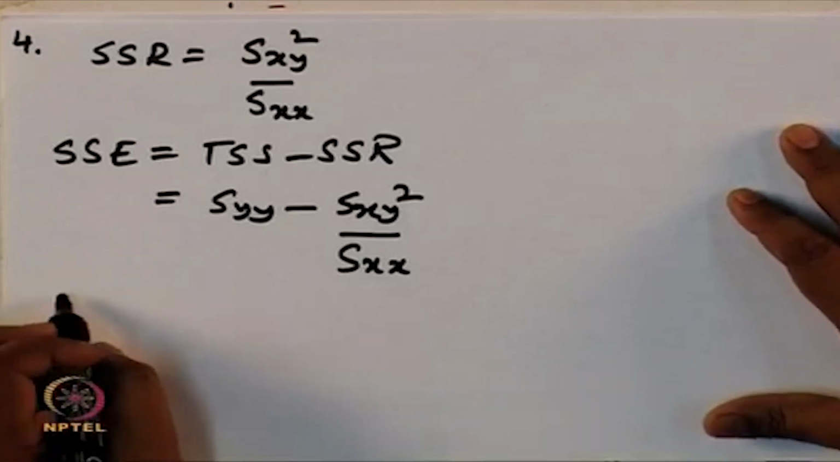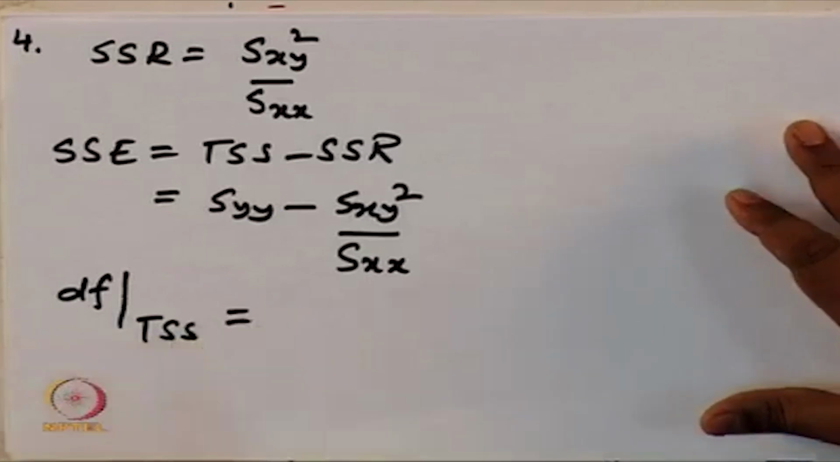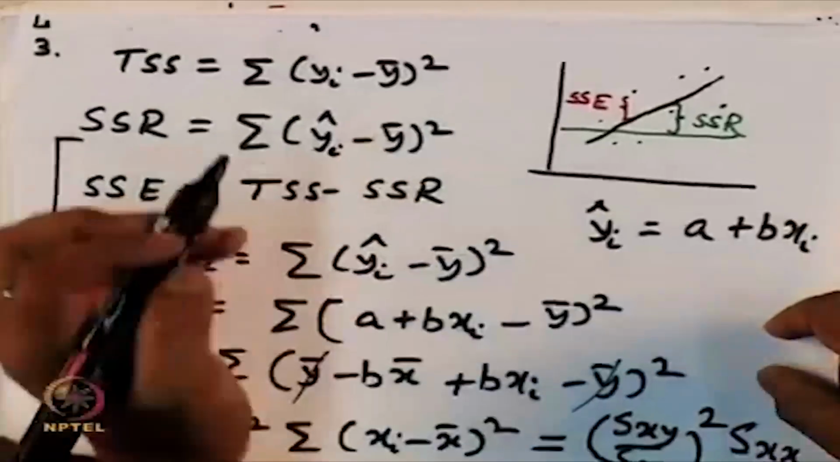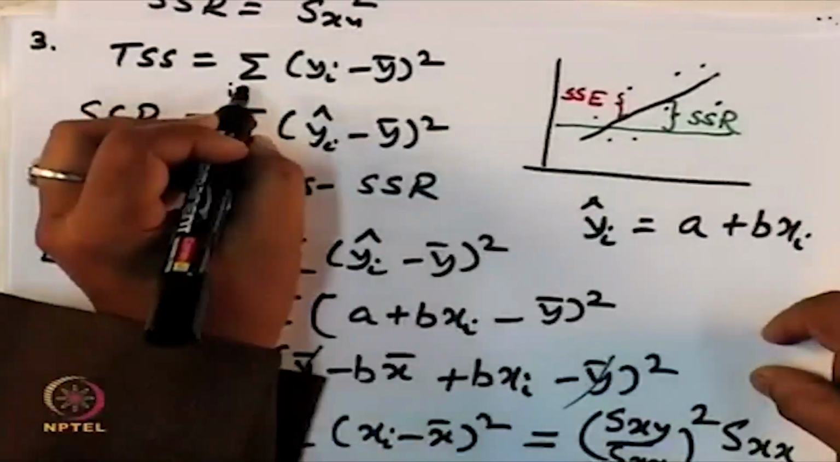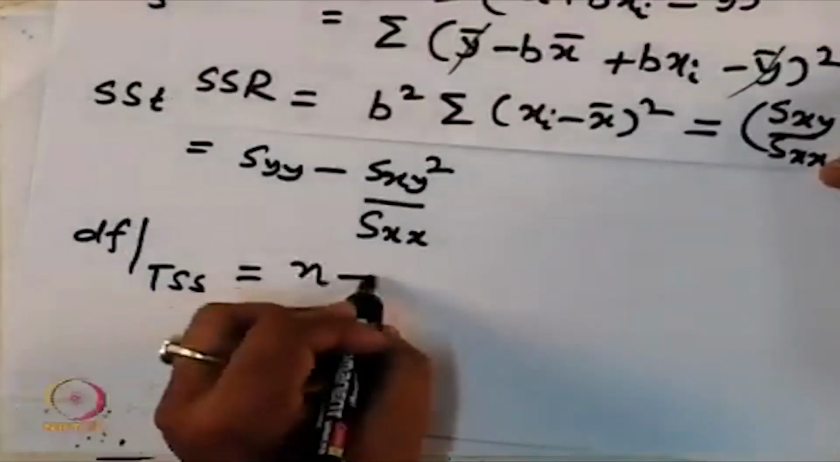Now, let us try to find out what is the degrees of freedom for each of those terms. So, degree of freedom of TSS. Since there are n terms which contribute, your TSS is the summation of y across i equal to 1 to n. So, your df of TSS is n minus 1.